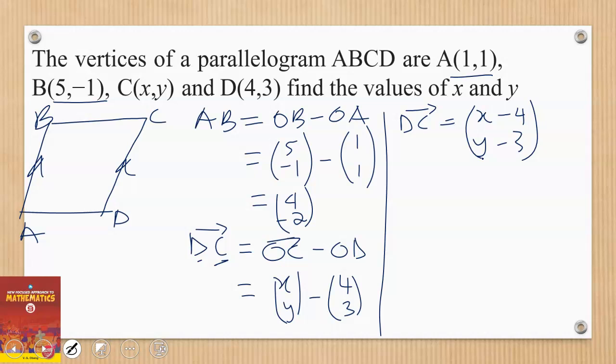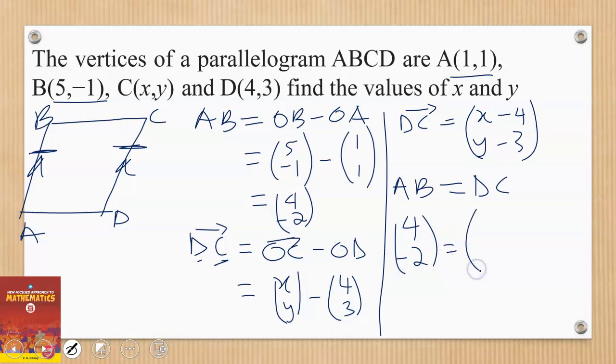Now, we know that in a parallelogram, again, these two lines are equal. And so we can say that vector AB is equal to DC. So if that is true, then we can say our AB being 4, negative 2 will be equal to our DC being X minus 4, Y minus 3. Again, if the two vectors are equal, then their x component should be equal, y component should be equal. So 4 equals X minus 4, making X the subject, I'll have X is equal to 8.